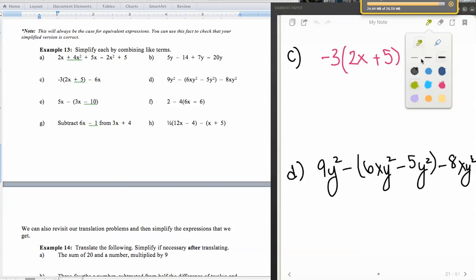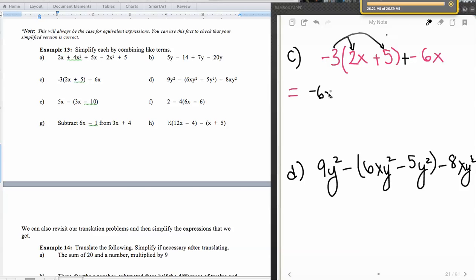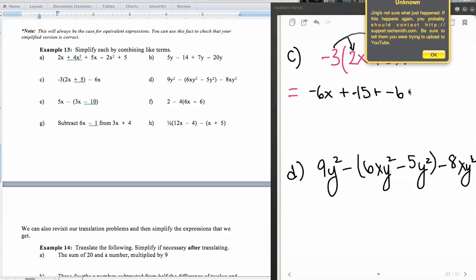So in my next example here, the first thing I have to do is get this term simplified out. So I'm going to start with changing everything to addition. So this is plus a negative 6x there. And then I'm going to distribute here and here. Negative times a positive is a negative 6x. And then plus a negative times a positive is a negative 15. And then plus a negative 6x.